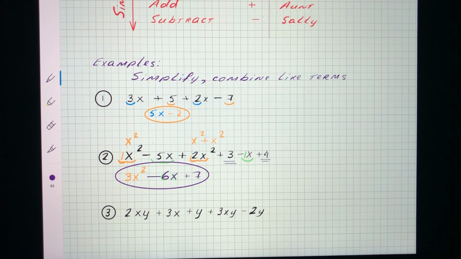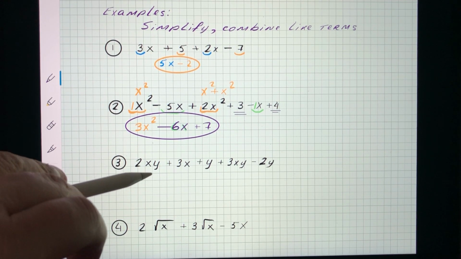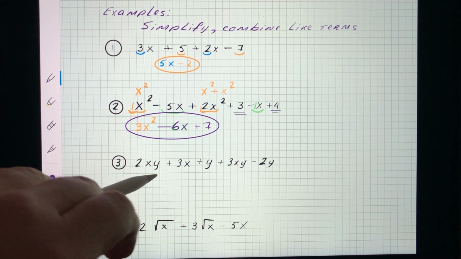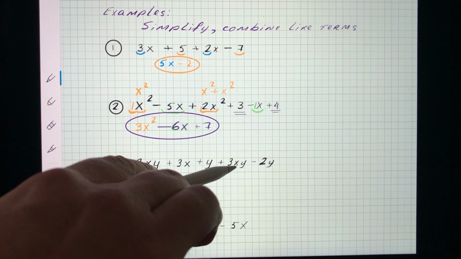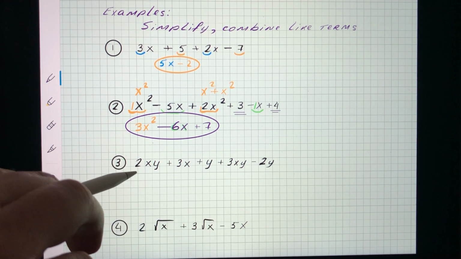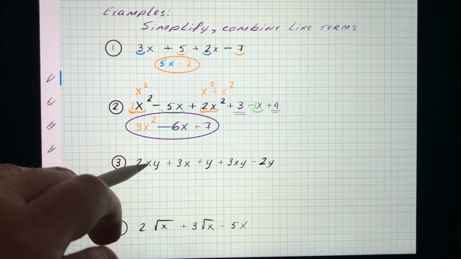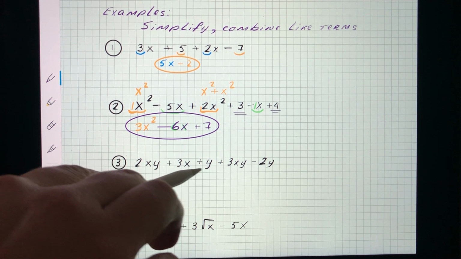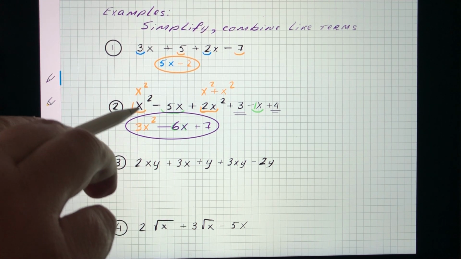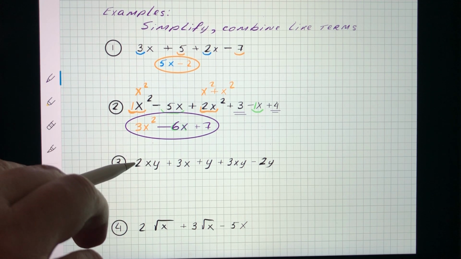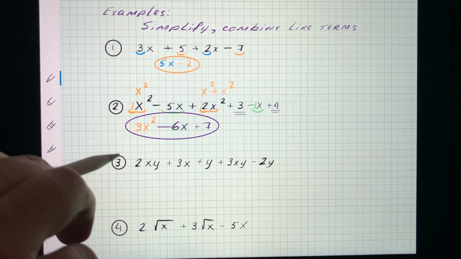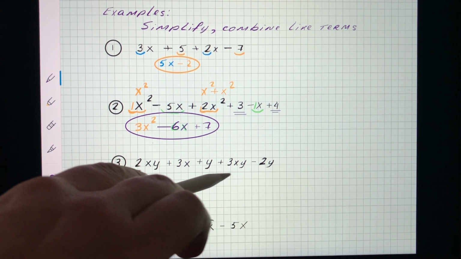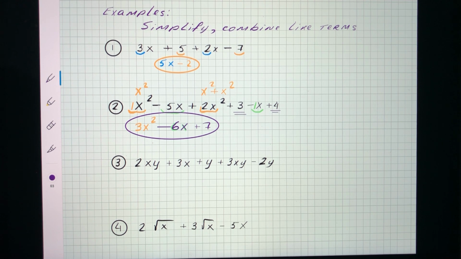Next example, we have different letters. The xy together is considered one term. So this is one term, 2xy, and this 3xy is exactly the same term. So we can combine these two, but not the 2xy with the x, and not the xy with the y, even though they both have x and y, but it has to be exactly the same combination with exactly the same exponents. So of all of these 5 terms, the first and the fourth, these are like, and then the y's with the y's, these are like. So let's combine them and see what we get.